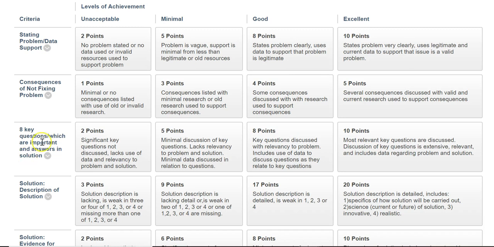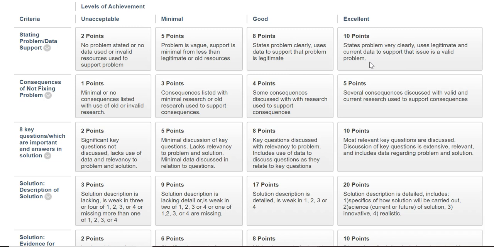Okay, so best way for me to describe what's going to be on there is to show you the rubric that I'm going to use to grade the poster. So the first thing I'll be looking for, and this will probably be in your introduction, both these first two will probably be in your introduction, is that you state the problem very clearly and you use legitimate and current data to support that the issue is a valid problem. So you can't just make up a problem.